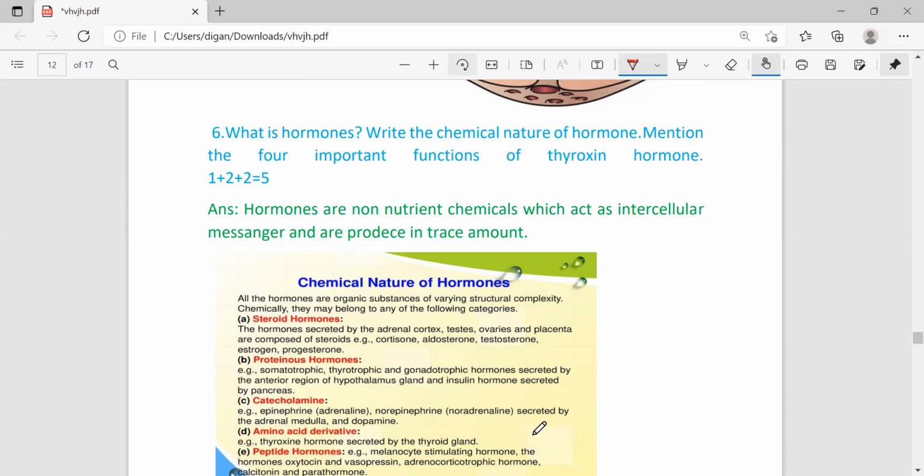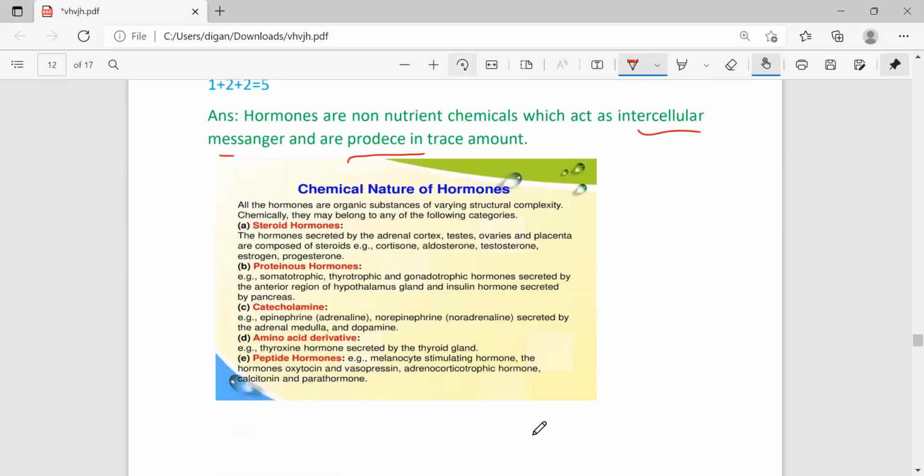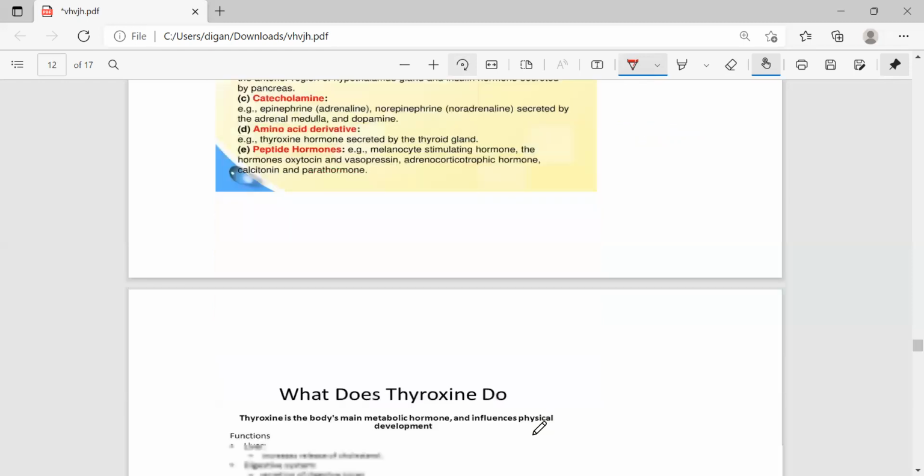So hormones are non-nutrient chemicals which act as intercellular messengers and are produced in trace amounts. Trace amount means small amount. And according to the chemical nature, hormones are divided into 5 types. Means it has steroid hormone, protein hormone, amino acid derivatives, peptide hormone. So examples and definitions are all given here. These are the chemical natures of hormone.